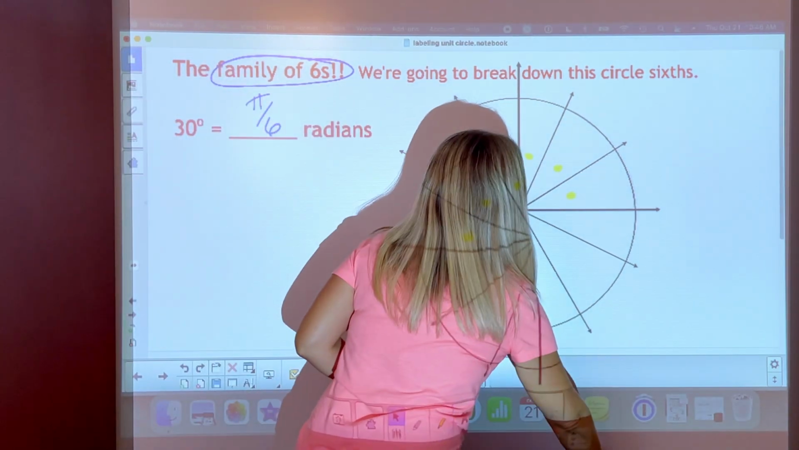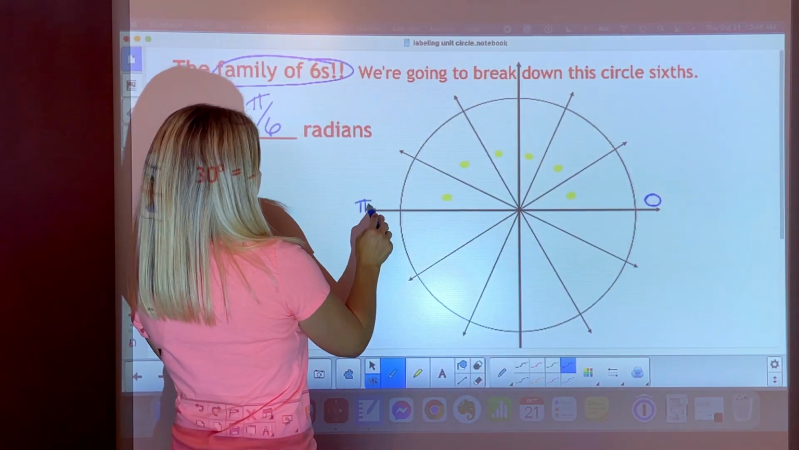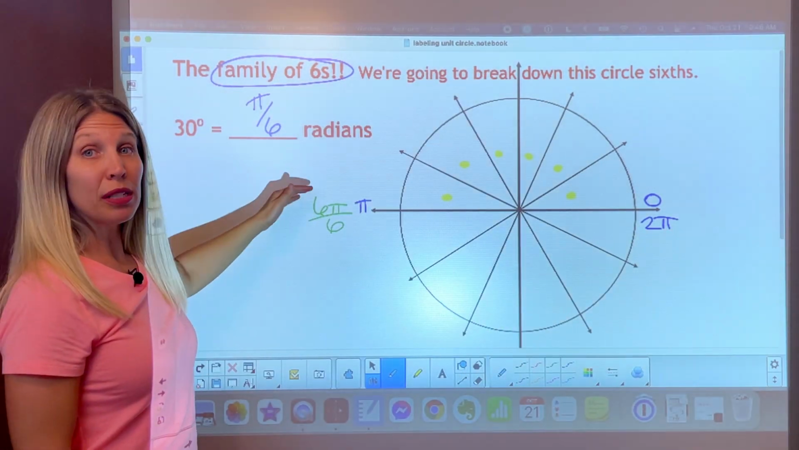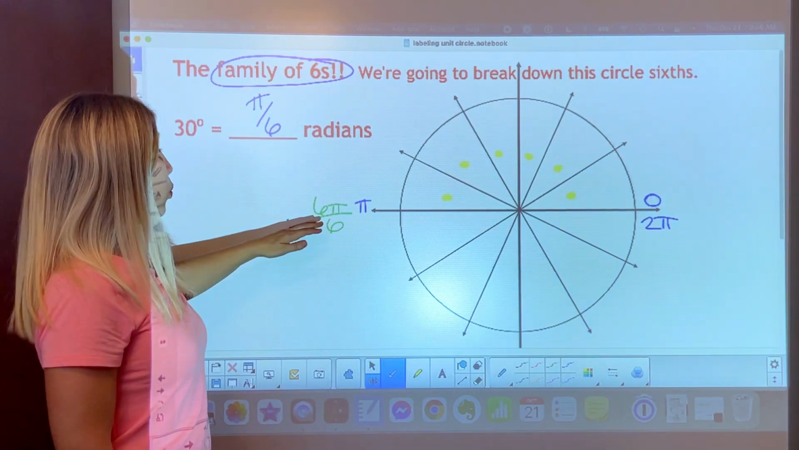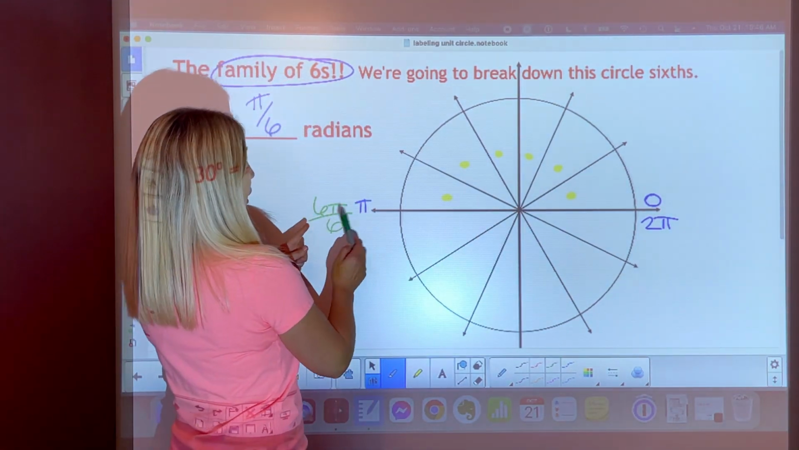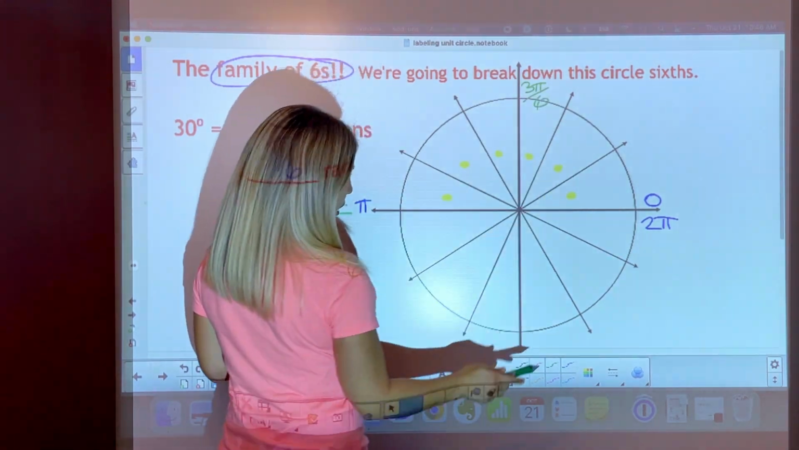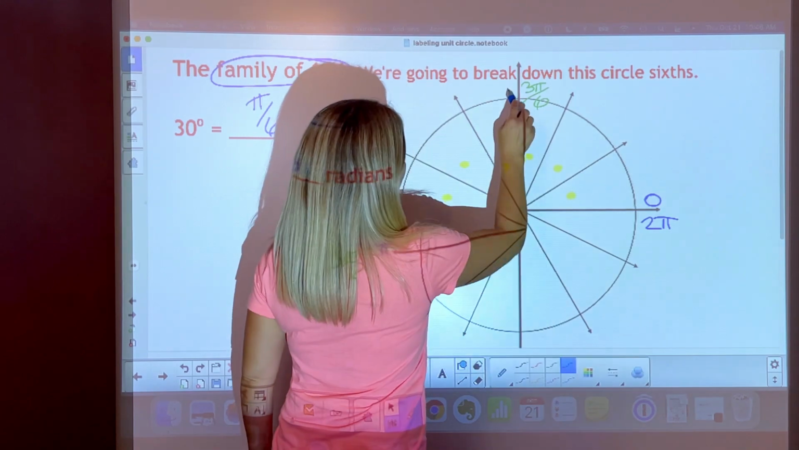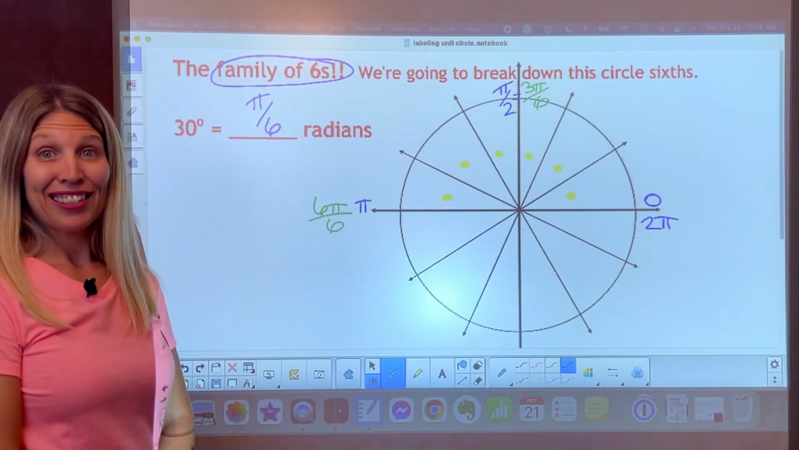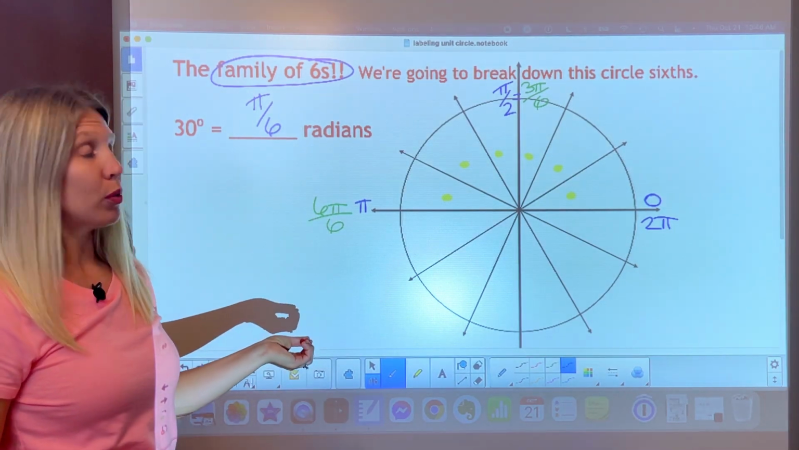And that is because, again, we have 0 here, we'll have pi over here and 2 pi over here. So this side will be 6 pi over 6, which means halfway between 0 and 6 pi over 6, this has to be 3 pi over 6, which of course you know will reduce down to pi over 2. Right? So we have to have those fractions, and we have to make sure that we reduce those.